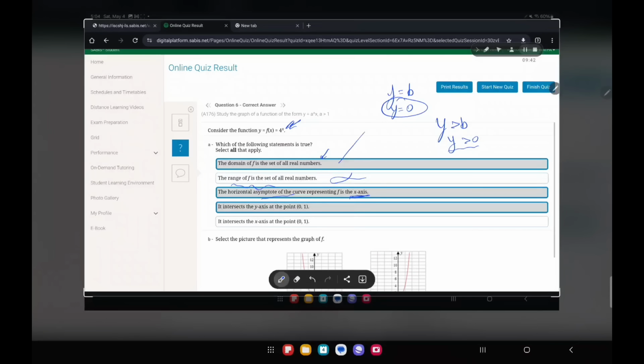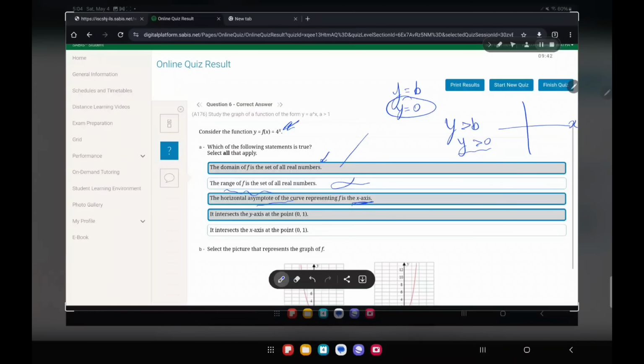Do you guys know what the x-axis is? The x-axis is this thing over here, the blue line down here, right? And you know that the x-axis is when y equals 0, because any point on this x-axis has y equals 0. So that's why when we say y equals 0, other people call it the x-axis, okay? So we can say the x-axis is the horizontal asymptote. It intersects the y-axis at 0, 1, of course.